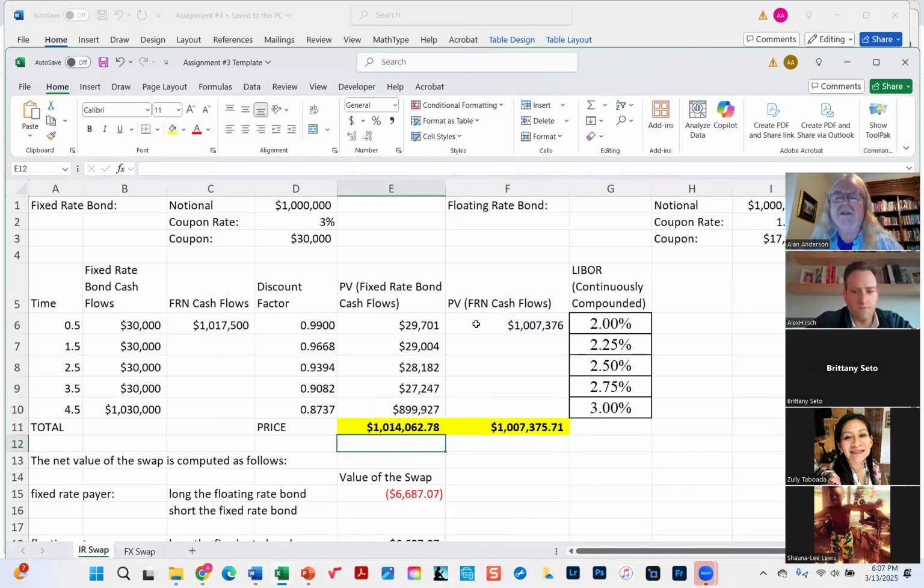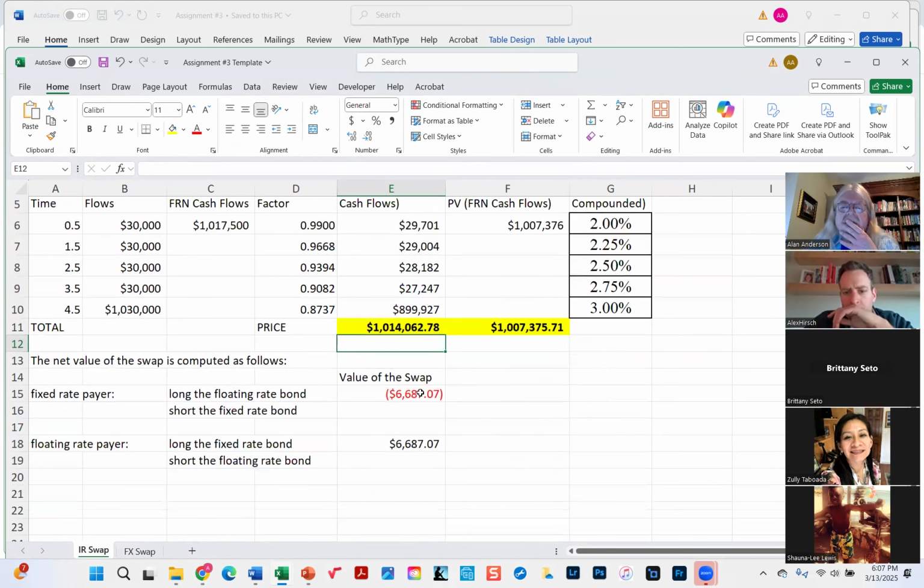So you don't really need a sum there. So anyway, as of this point in time, the value of the fixed rate bond is greater than the floating rate bond. So if you're the fixed rate payer, that means you are short the fixed rate bond and you're behind. You're down 68, according to this. Yeah, 67. That's simply the difference.